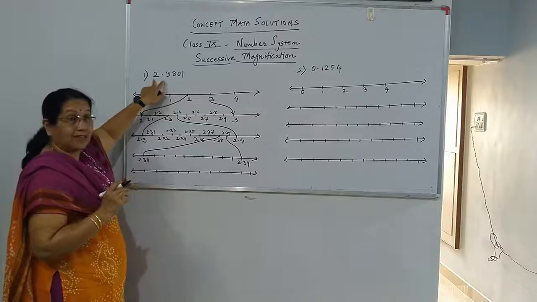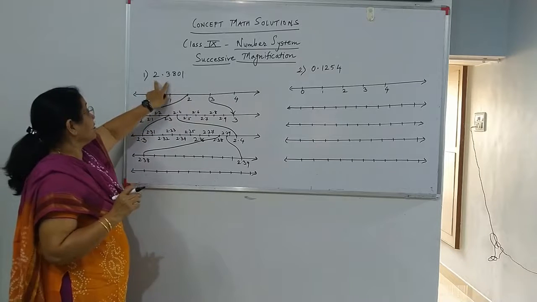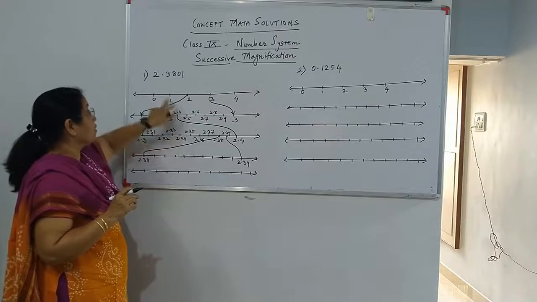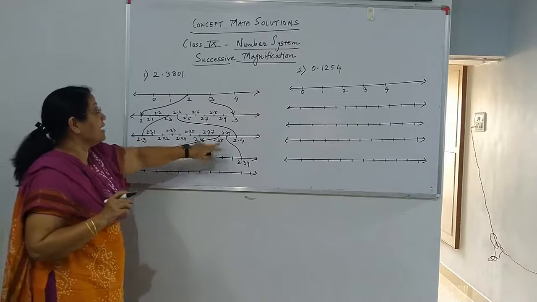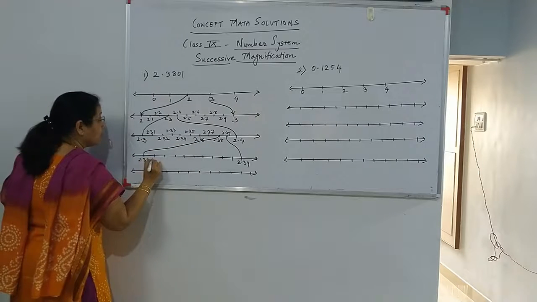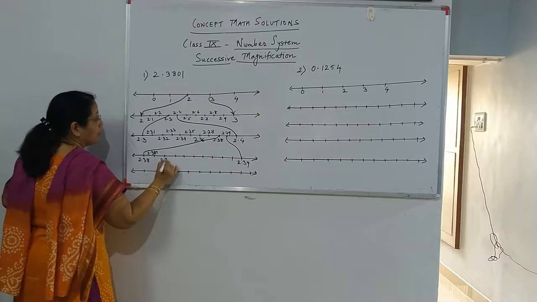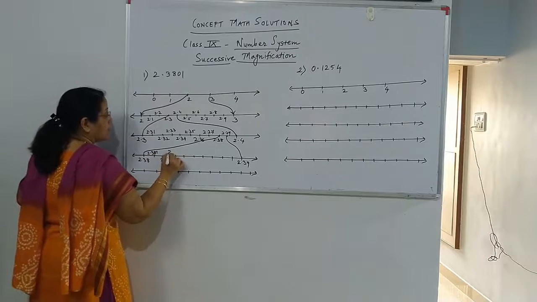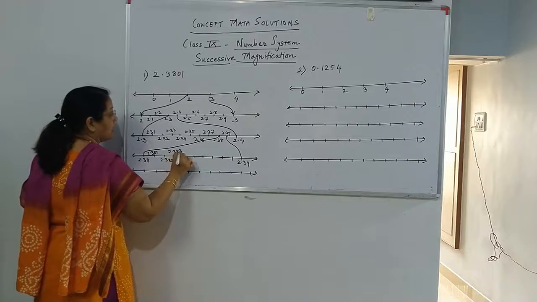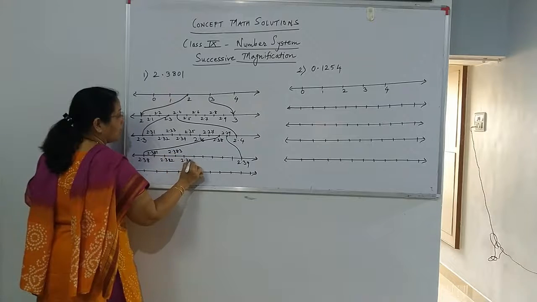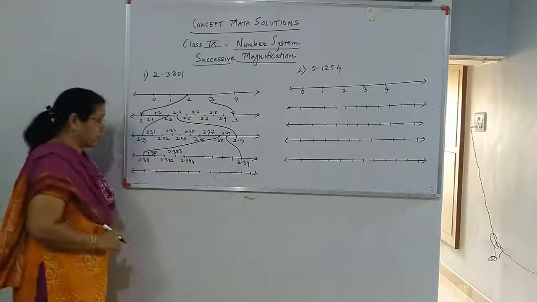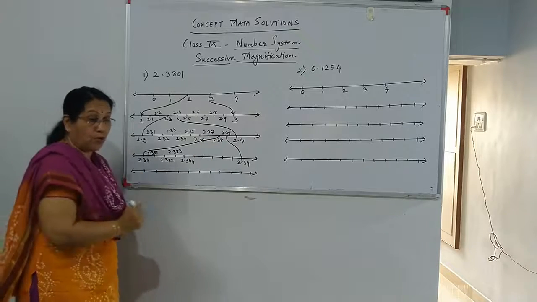First, I saw to it that it is between 2 and 3. Then it is between 2.3 and 2.4. Then it is between 2.38 and 2.39. So this will be 2.381, 2.382, 2.383, 2.384, and you can complete this, you know how to complete.